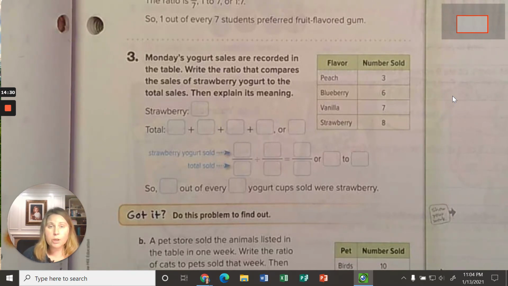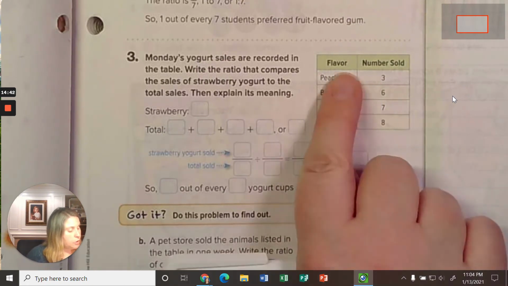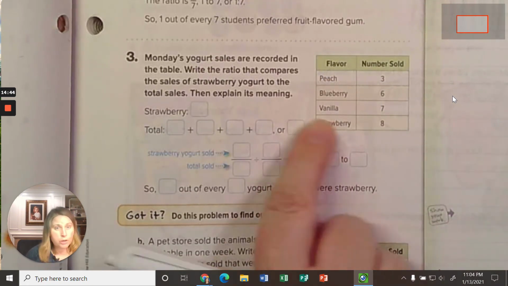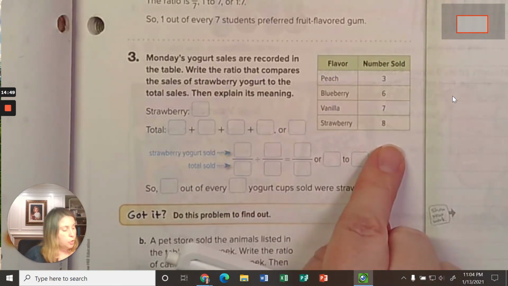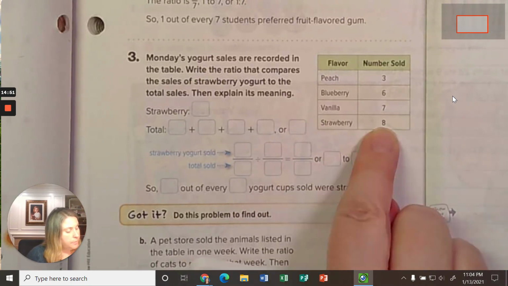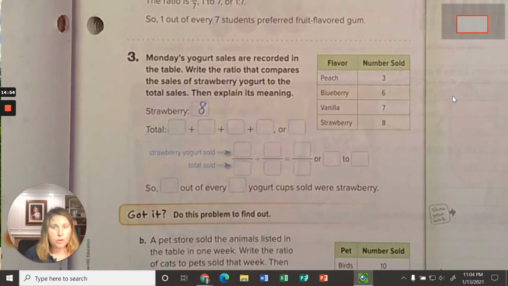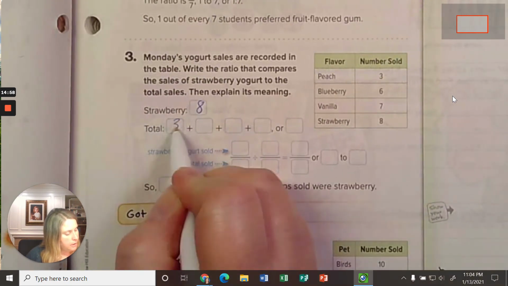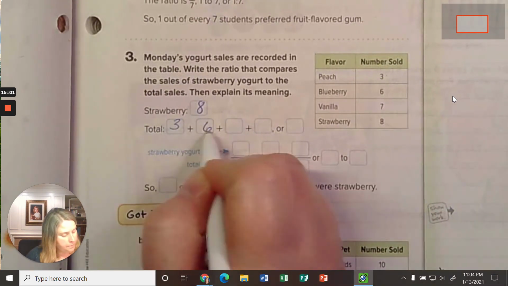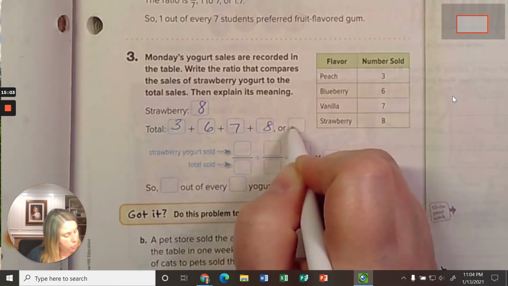Monday's yogurt sales are recorded in the table. Write the ratio that compares the sales of strawberry yogurt to the total sales, and then explain the meaning. So these are the different flavors of yogurt and the number of each flavor that was sold. There were 8 servings of strawberry sold, and for the total, we add these up, 3 plus 6 plus 7 plus 8, and this is 24.